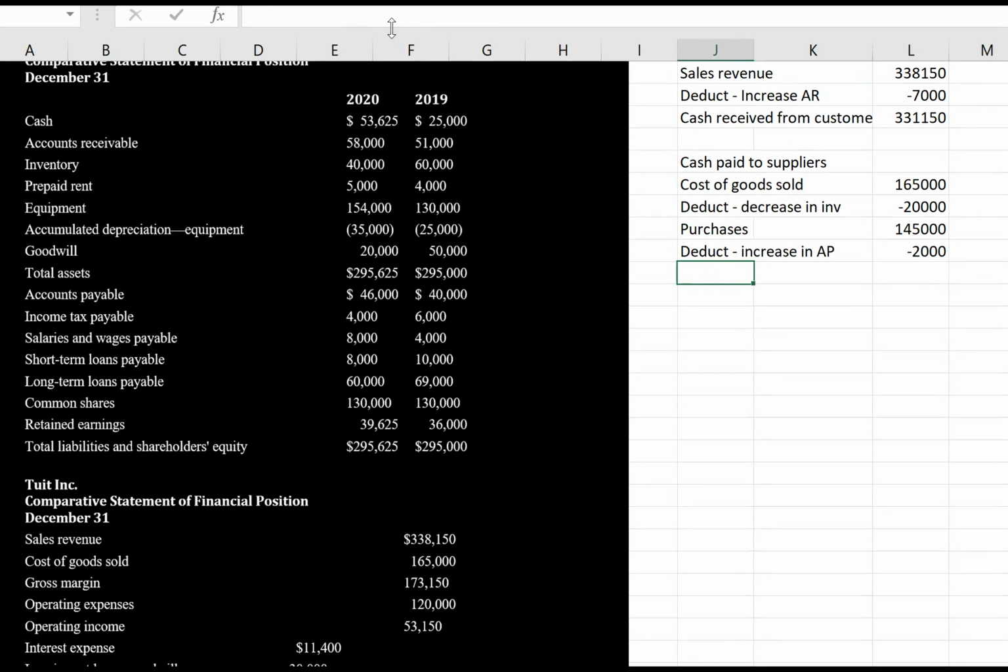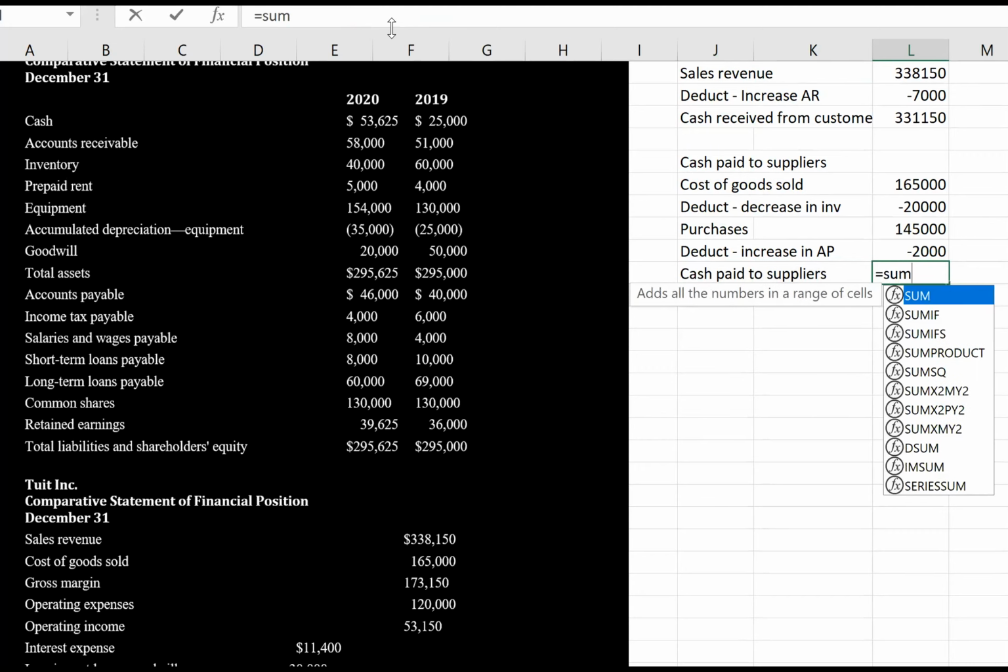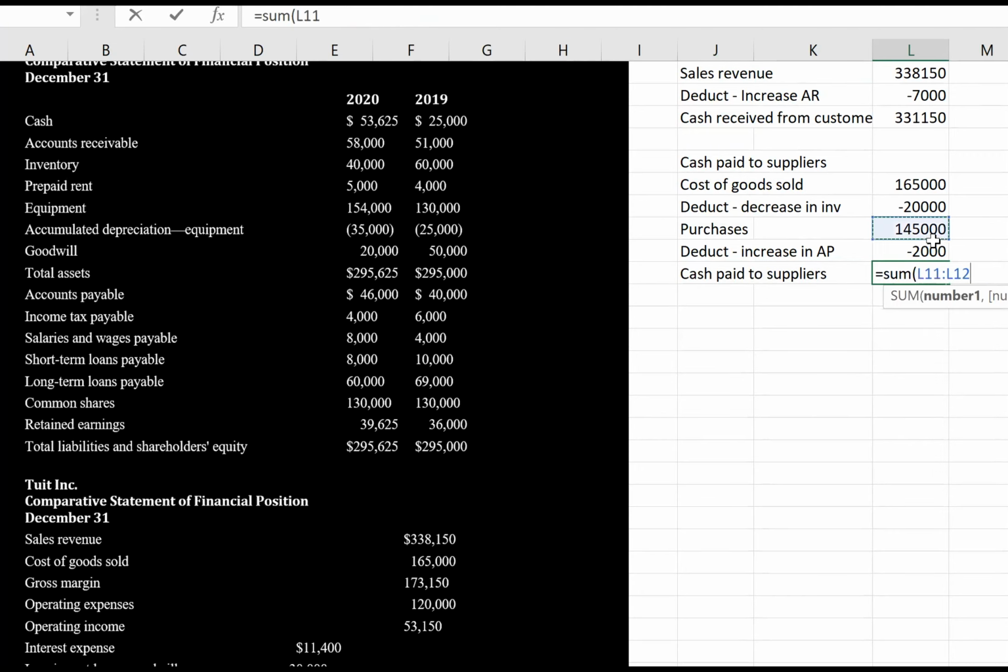And then this is going to be our cash paid to suppliers, which is going to be the sum of these two, 145 minus 2. So it's going to be 100, oh, wait, is it 2? Maybe I computed this number wrong. Let's take a look. What did we do here? We said 6,000 accounts payable. Oh, it's 46,000, wrong numbers. So our accounts payable was 40,000 and now it's 46,000. So it's 6,000, there we go.